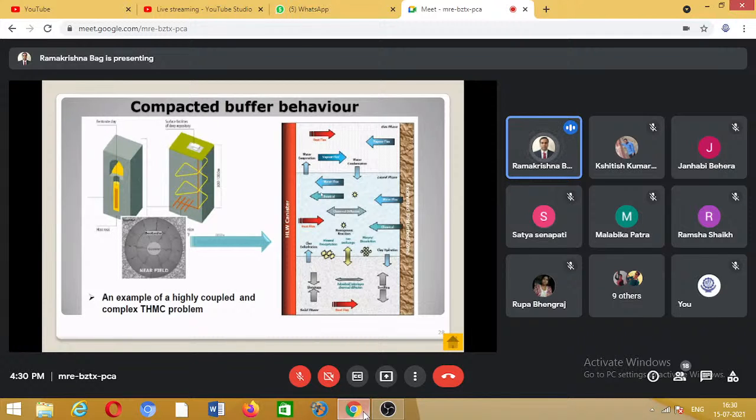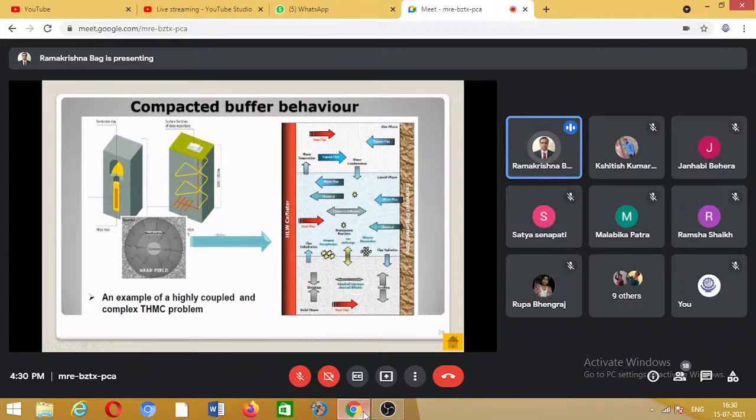Now this compacted buffer system, when we are talking about the high level waste canister, has very complex phenomena going on. As this is a faculty development program, I am talking a little more about the detailed research which we do as geotechnical engineers. So far I was giving the overall idea. Now this is a schematic picture of the actual scenario.